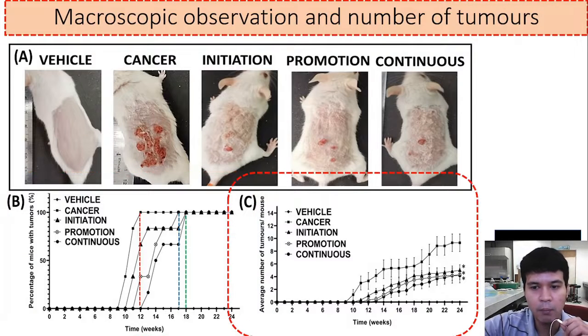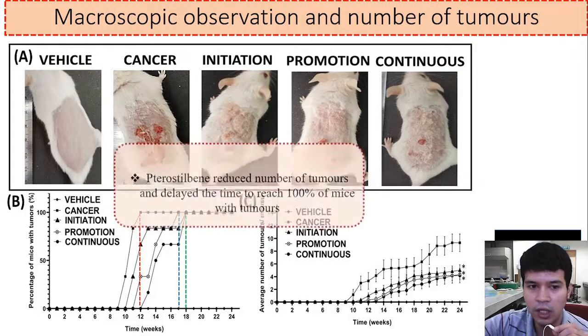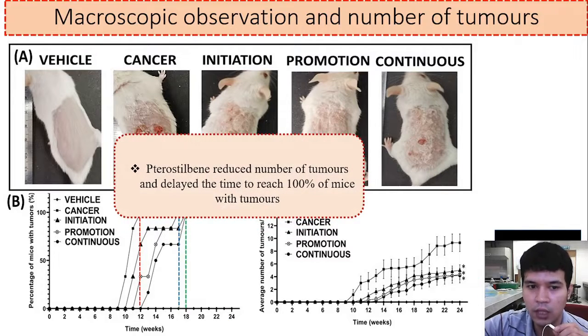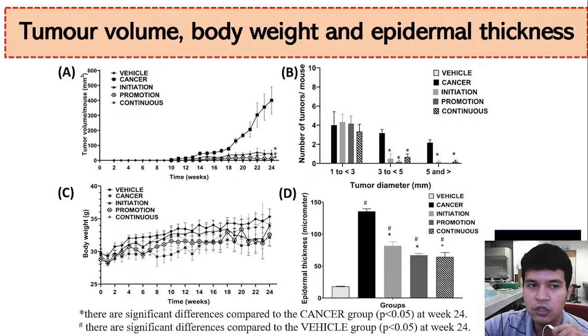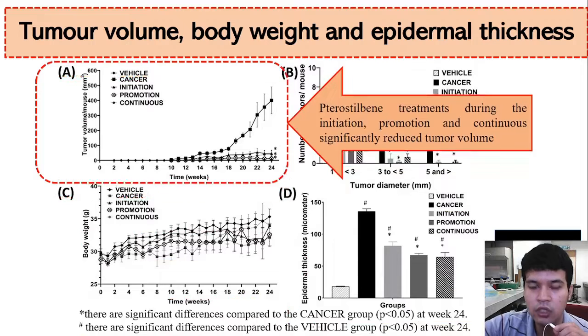And next we look at the number of tumors. We can see in the graph that the number of tumors significantly reduced in the pterostilbene group compared to the cancer control group. From this result, we show that the pterostilbene reduced the number of tumors and delayed the time to reach 100% of mice with tumor. So next we look at the tumor volume. The pterostilbene group significantly reduced the tumor volume when we compare to the cancer control group.